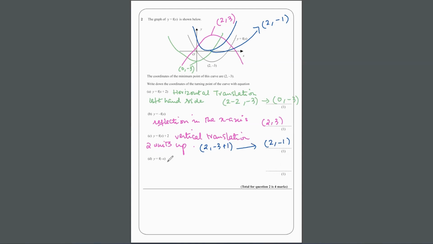And then lastly, for y equals f of -x, it's the opposite of what we did in b. Now we're reflecting in the y-axis. So now what's going to happen is that your x coordinate is going to be different. So if it's 2, -3 originally, it's going to be -2 and -3. So -2 and -3 is going to be over here. So these are your answers for these transformations of graphs.